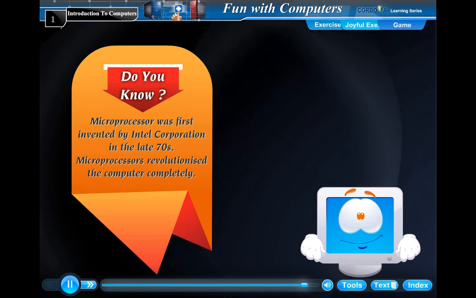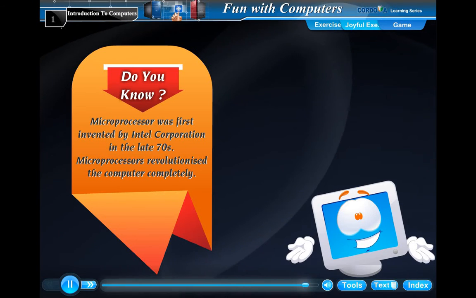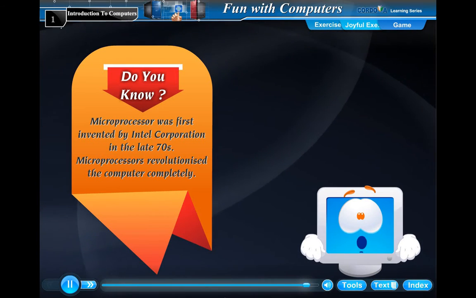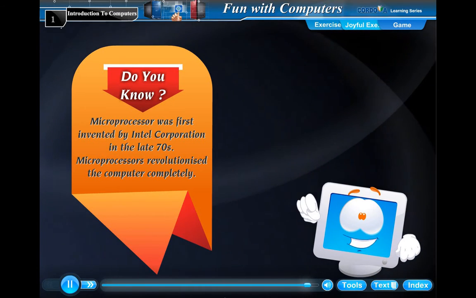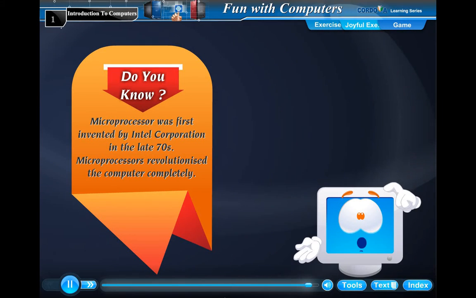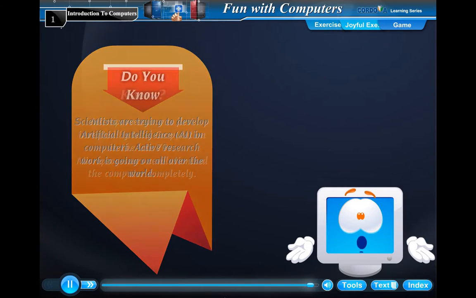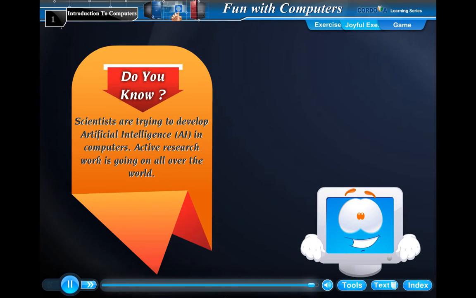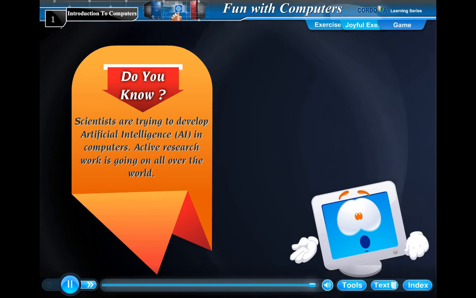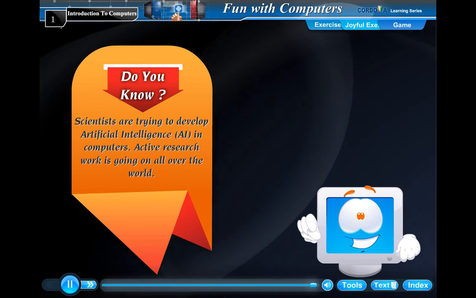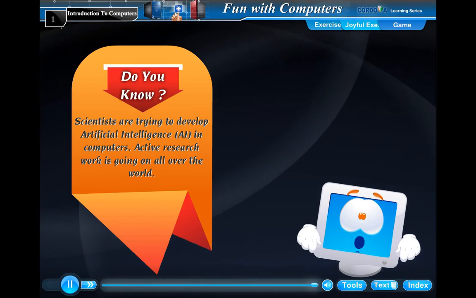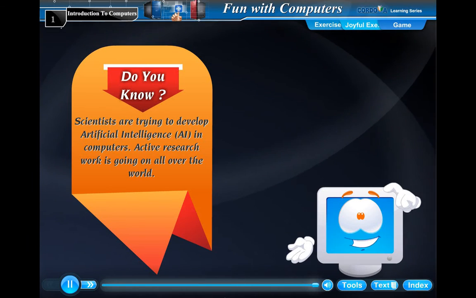Do you know? Microprocessor was first invented by Intel Corporation in the late 70s. Microprocessor revolutionized the computer completely. Scientists are trying to develop artificial intelligence, AI, in computers. Active research work is going on all over the world.